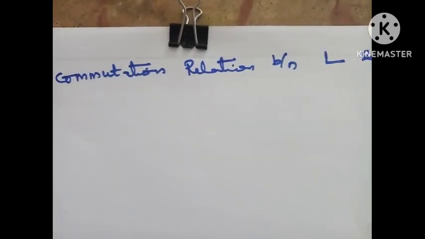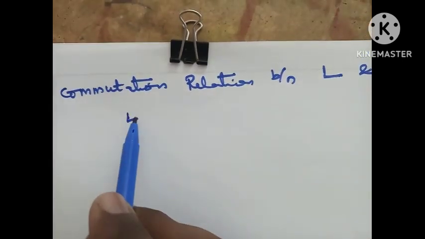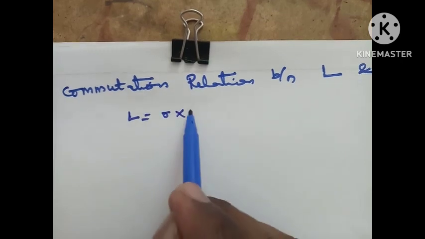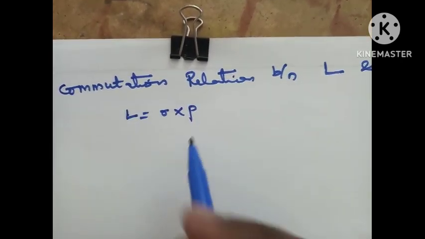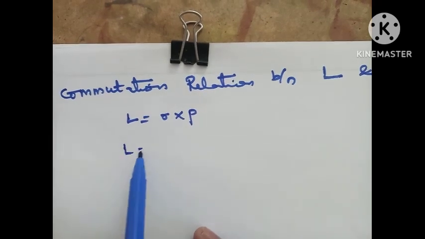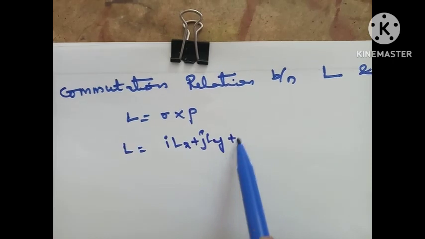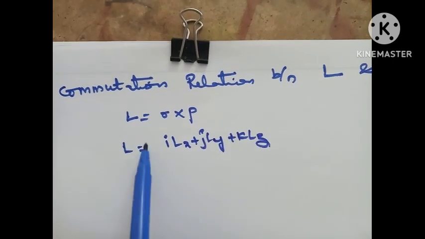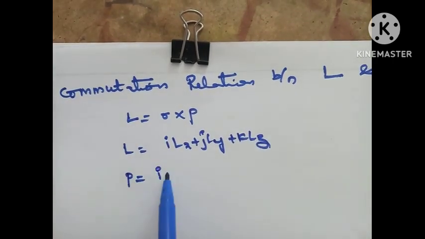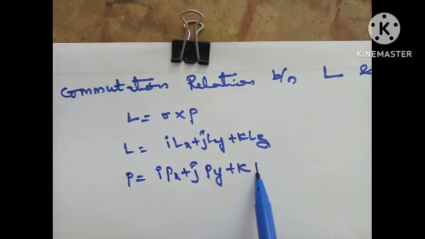So what is L? L is nothing but orbital angular momentum. L can be written as L equal to R cross P, where R is position and P is momentum. L can be written as i Lx plus j Ly plus k Lz, and momentum P can also be written as i into Px plus j into Py plus k into Pz.